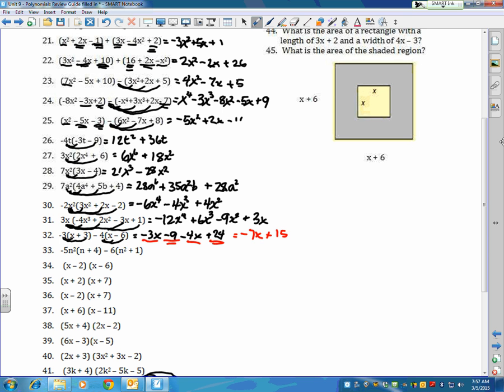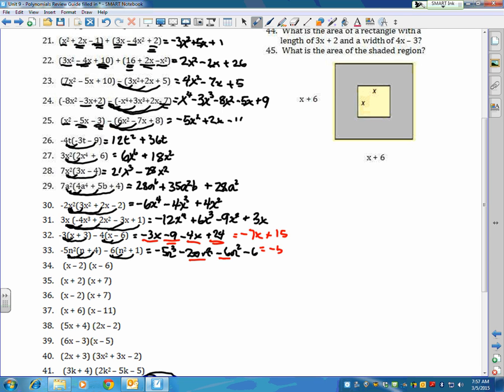Okay, let's do the next one. It's going to work very similarly. You get negative 5n to the third minus 20n squared. That does not look like a square. Minus 6n squared minus 6. Okay, we're going to put together the n squareds. That's the only thing that goes together. Everything else stays the same.